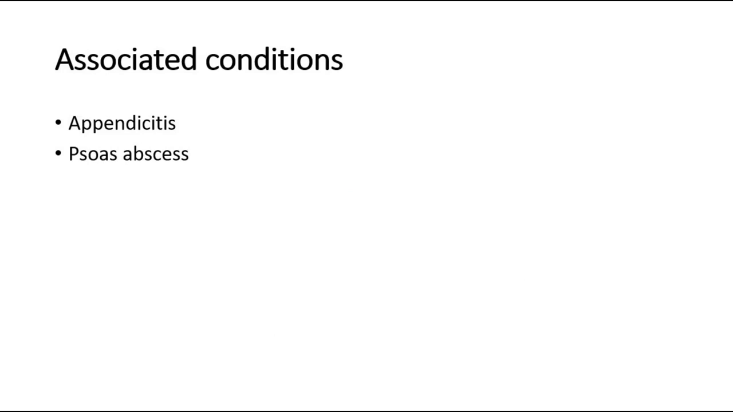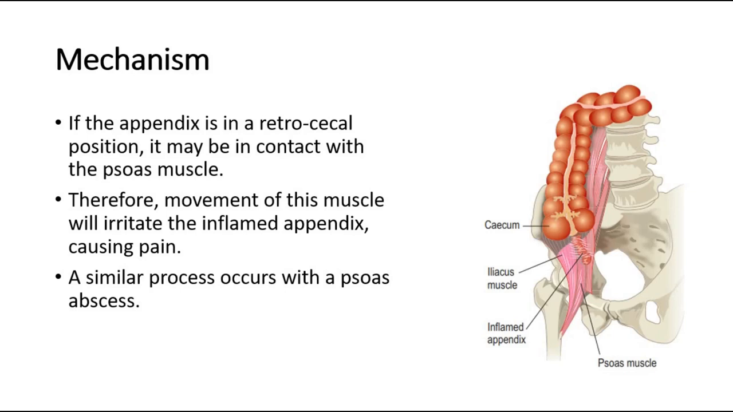Psoas sign is often associated with appendicitis and psoas abscess. For its mechanism, if the appendix is in a retrocaecal position, it may be in contact with the psoas muscle. Therefore, movement of this muscle will irritate the inflamed appendix, causing pain. A similar process occurs with a psoas abscess.